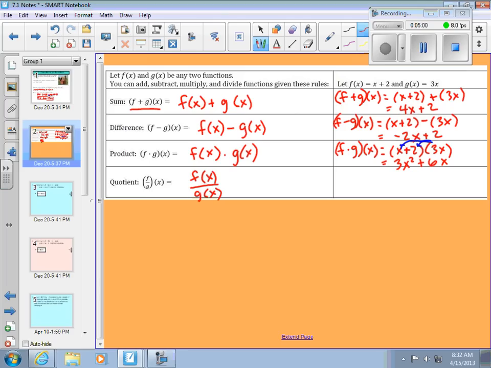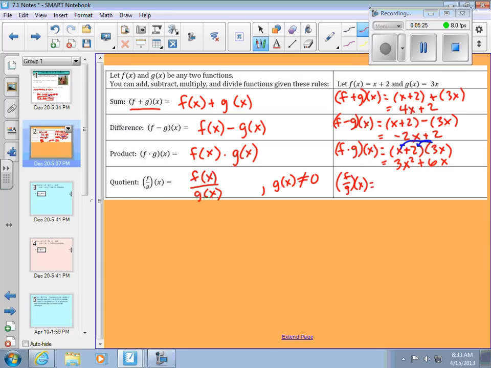So this function's true with the stipulation that whatever our bottom function is here, it's g, that g at x cannot equal 0. Otherwise, we get division by 0. So as long as g at x is not going to equal 0, then this function's okay.